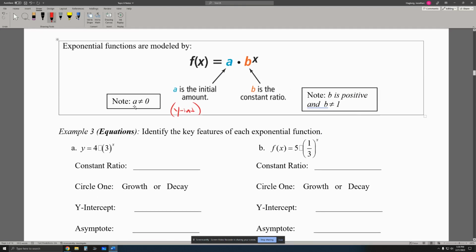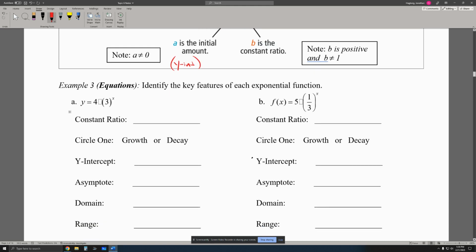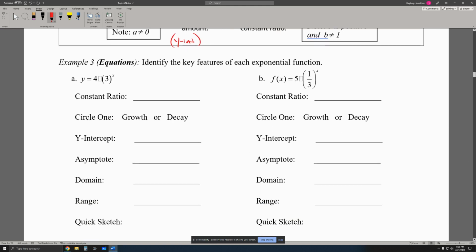A couple things to note. A can't be 0, because if it's 0, then this whole quantity becomes 0. And b has to be positive. We can't have a negative base. And also b can't be 1, because if b is 1, well then for any value x, that exponential factor is going to be 1. Okay? So, identifying the key features of each exponential function.